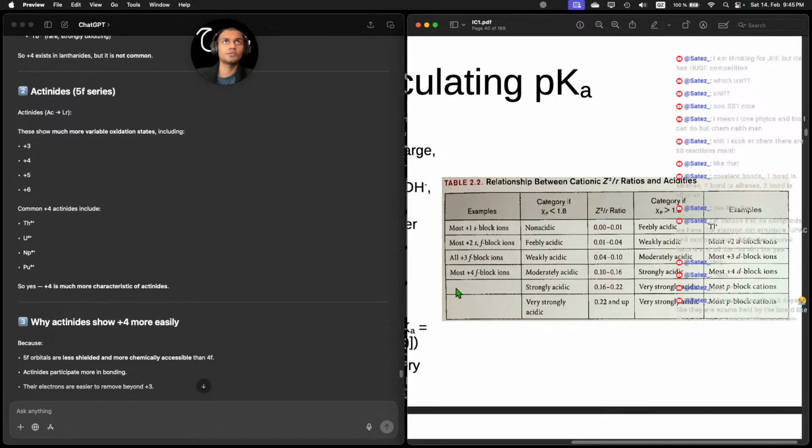Why did you not fill the others? Most p-block cations. Okay. I'm thinking for JEE, but it has huge competition. Yeah, it does have both JEE and NEET. They both have really big competition.